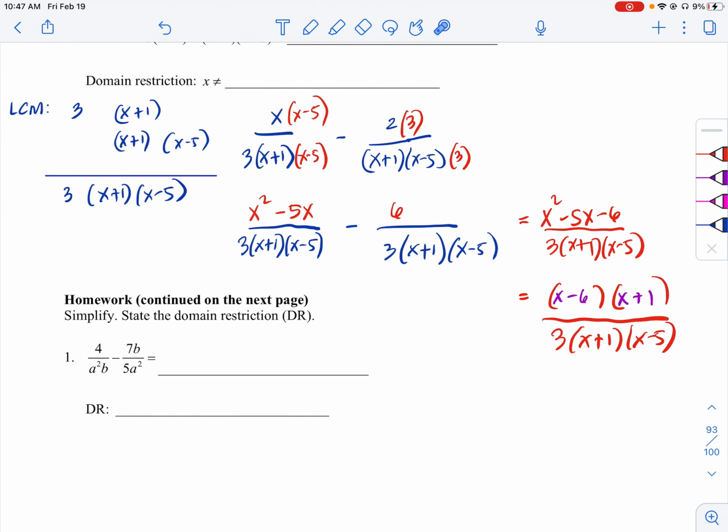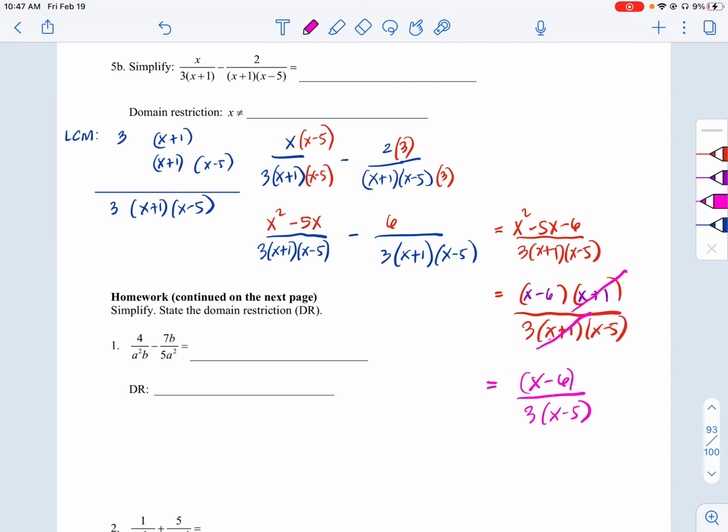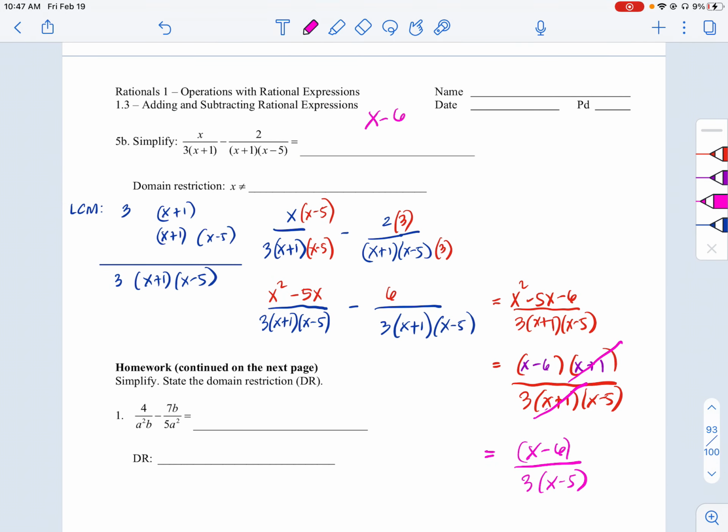But, okay, we need to look if there is something in common between the top factors and the bottom factors. In here, it looks like we have something in common. We have an x plus 1 on the top, we have an x plus 1 on the bottom. So they do get canceled. So our final answer would be x minus 6 on the top, and we have x minus 5 in the bottom. All right, so that is x minus 6 over 3 times x minus 5.